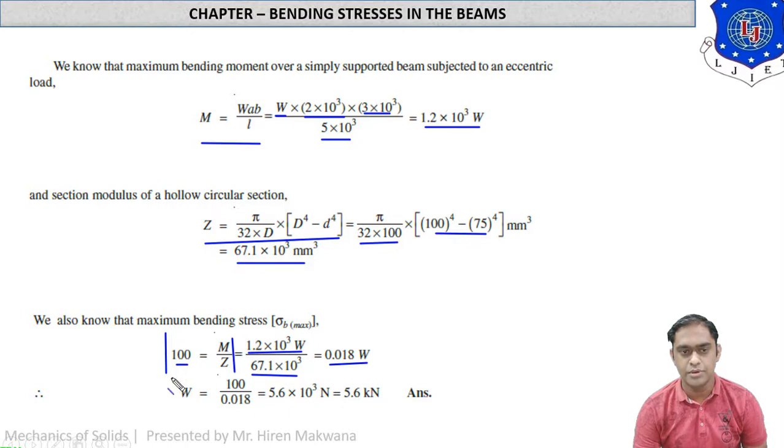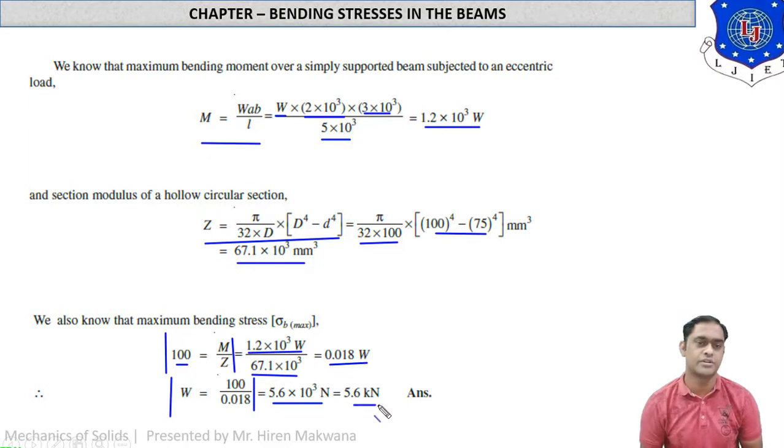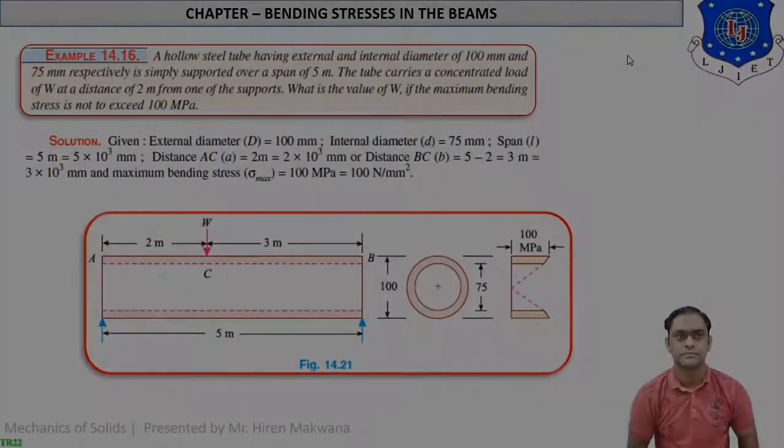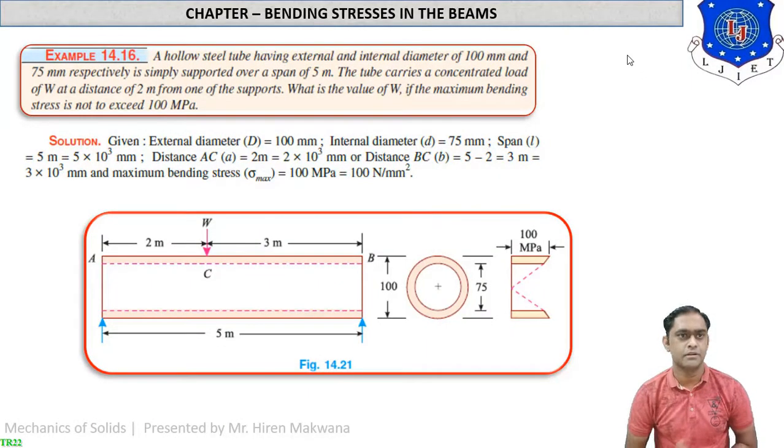So now W, by solving, we will get 5.6 into 10 raised to 3 Newton. So it is 5.6 kilonewton. So this is the point load W, 5.6 kilonewton. So this is our numerical number 14.16, in which a steel tube is given to you of hollow diameter 100 mm external and 75 mm internal.